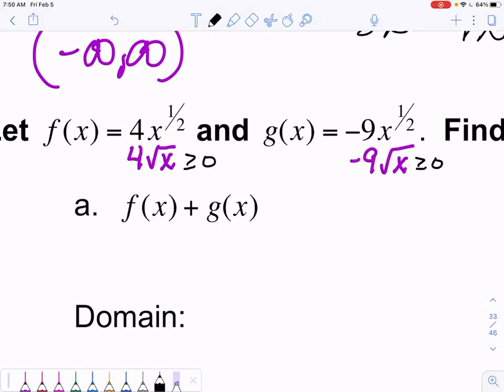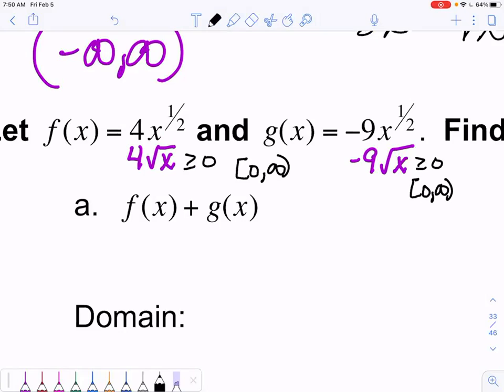Which means it can be 0 and it would go to infinity. Remember, if you have a square root, you cannot take the square root of a negative number. So that's why the domain must be at 0. You can take the square root of 0 or all the way up to infinity. So just something to kind of think about.